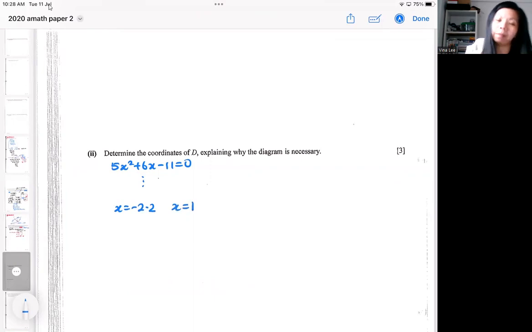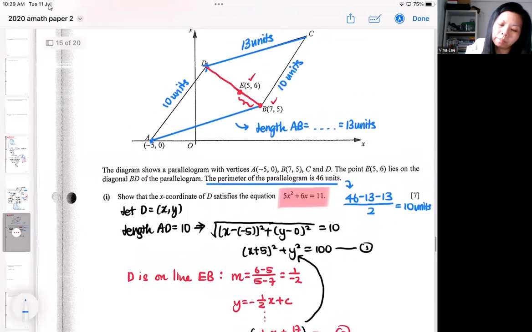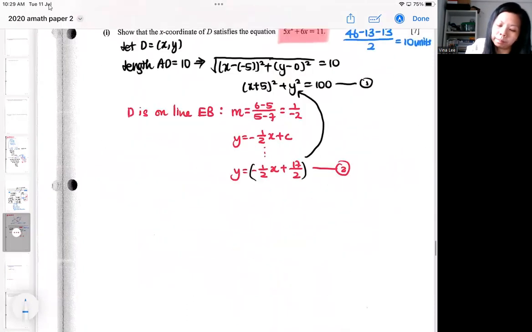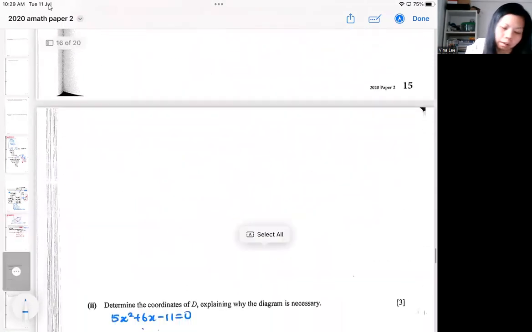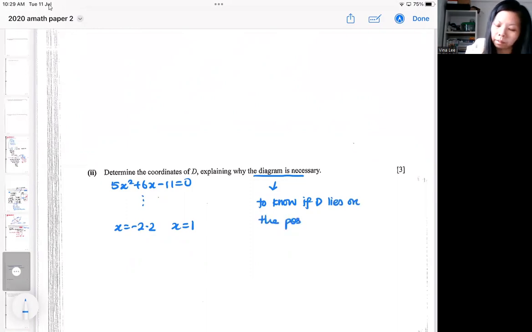And your job is to explain why the diagram is necessary. Okay, so if you do not have the diagram, you wouldn't know whether it will be on the positive side or the negative side of the x-axis. So you need to explain that you will need the diagram to know if D lies on the positive or the negative x-axis.